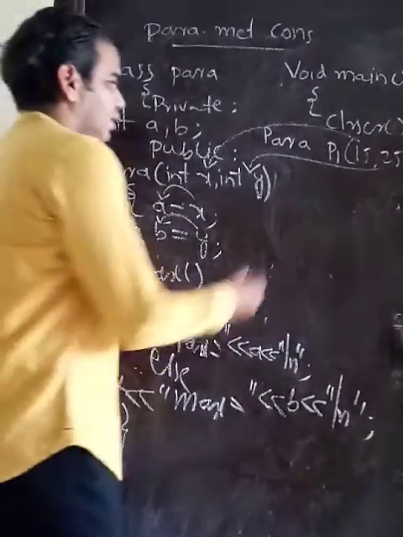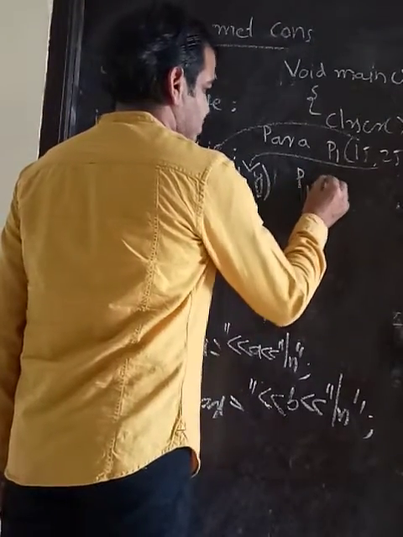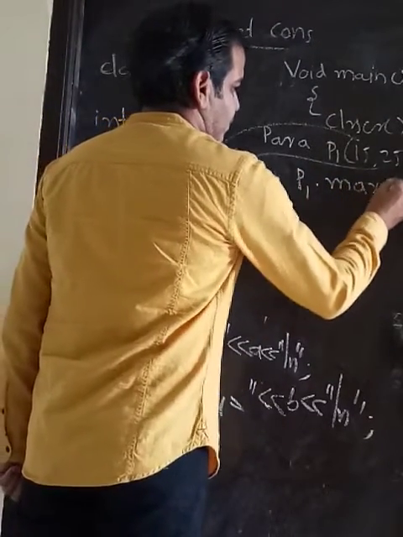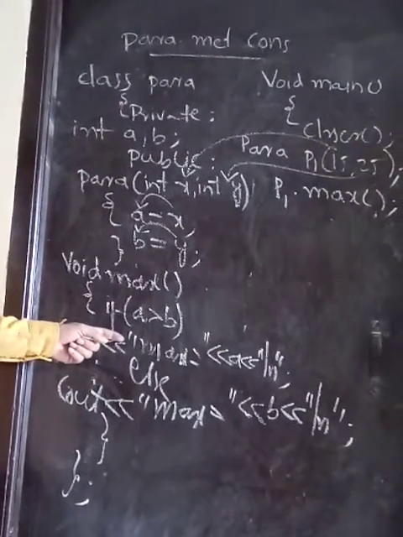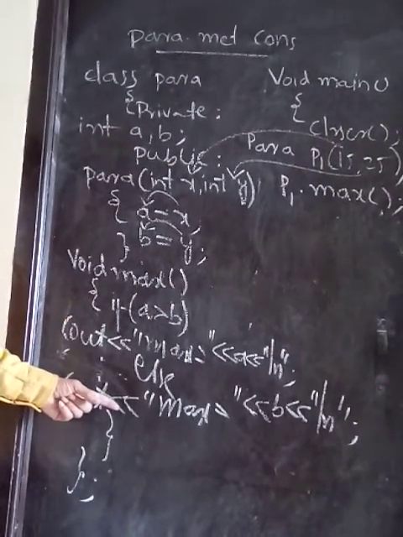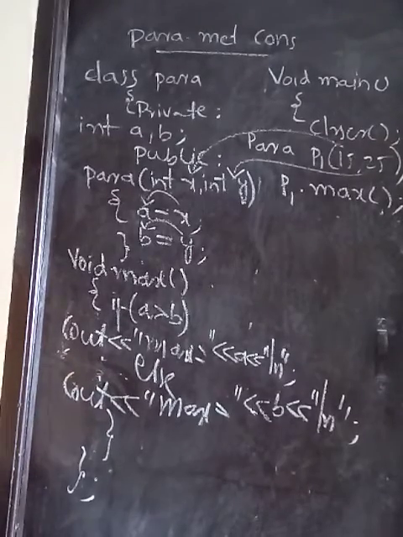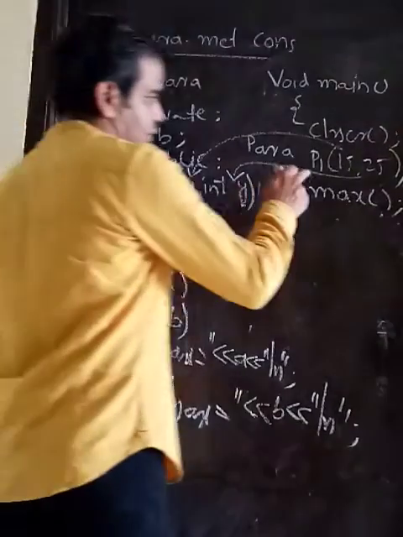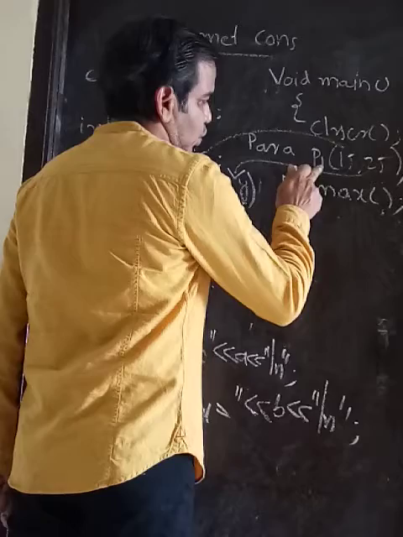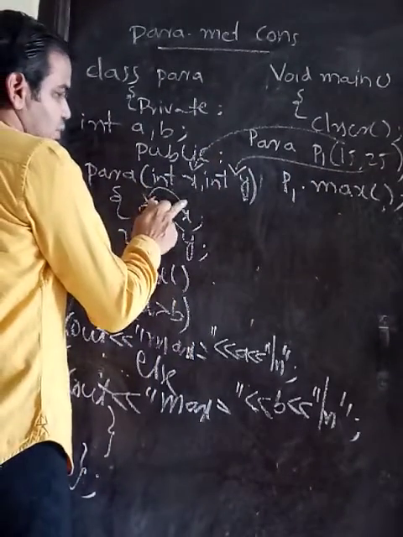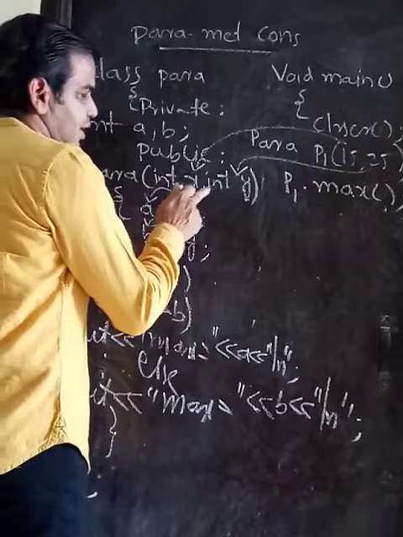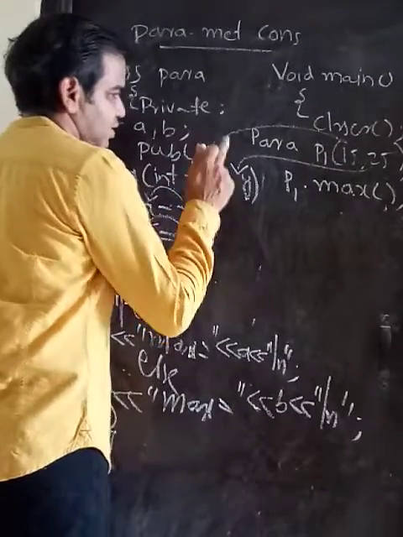Now I am calling P1 dot maximum, so the cursor goes to maximum. The condition 15 greater than 25 is false, so control goes to the else part and will display maximum is equal to 25. Here, through the object we are passing values, and then the constructor member function receives them. This constructor is called a parameterized constructor.